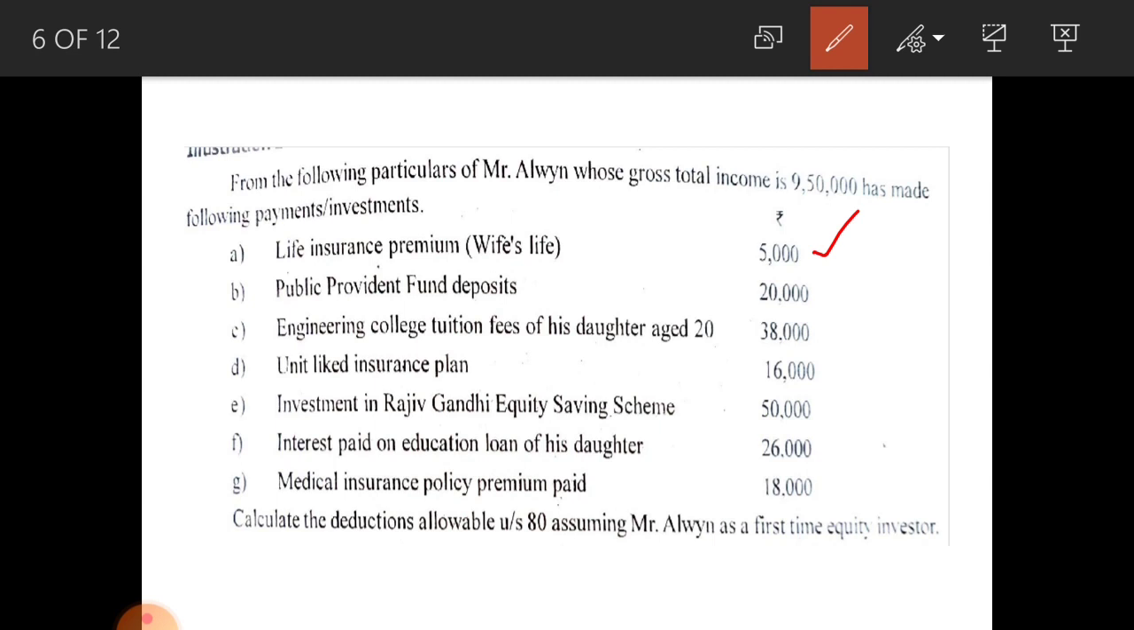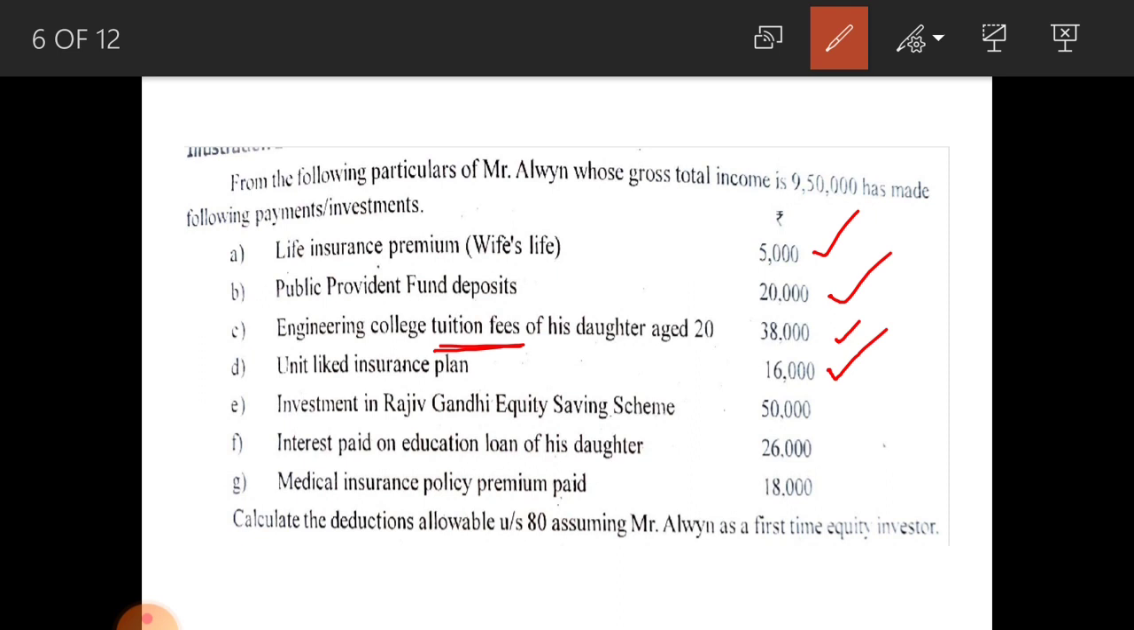Next one, public provident fund deposits 20,000 can be claimed under section 80C. Next, engineering college tuition fees of his daughter aged 20, rupees 38,000. Here only tuition fee can be considered for deduction under section 80C, and here only tuition fees is given. So 38,000 can be claimed. Next one, unit linked insurance plan can be claimed under section 80C.